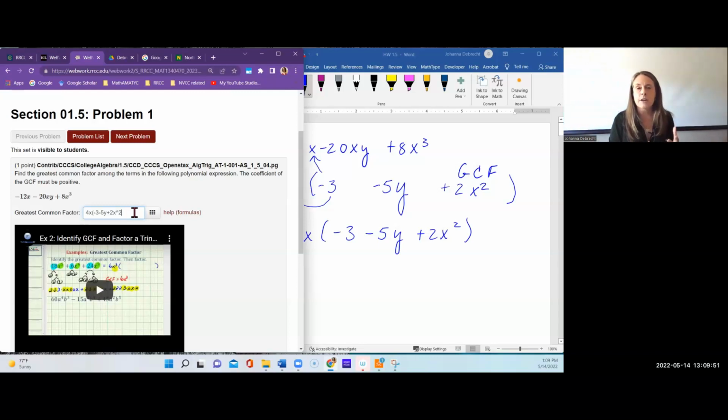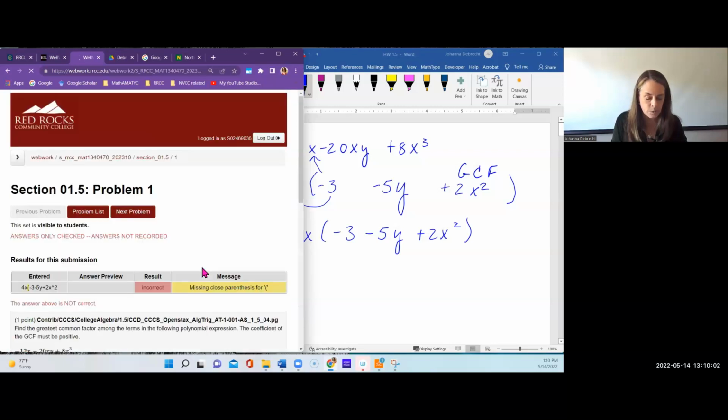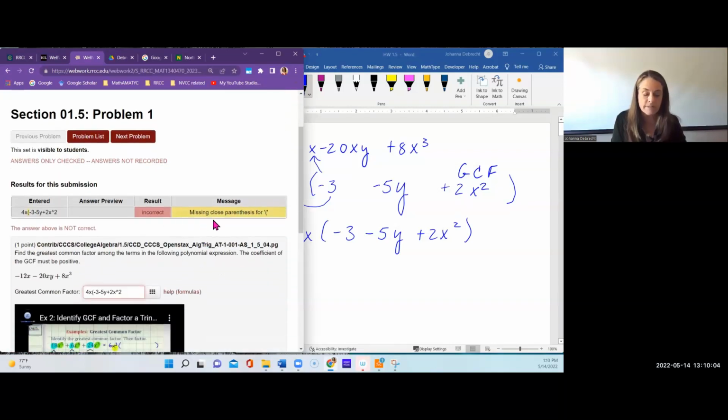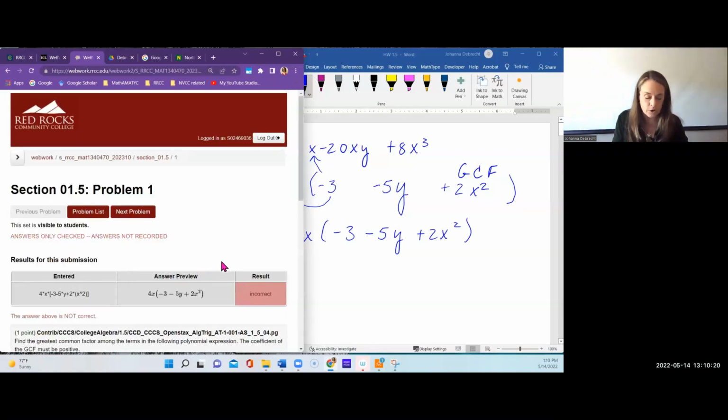It takes the caret and raises that base to that power. Now what we can do is we can come down here and we can tell it to check our answer. When we check our answer, it will go through and tell me if I've done something incorrect. Notice that I left off the closing parentheses and it made note of that. So I'm going to come up here, I'll put in the closing parentheses, and then I'll tell it to check the answer again. What I'm looking for is a green check.